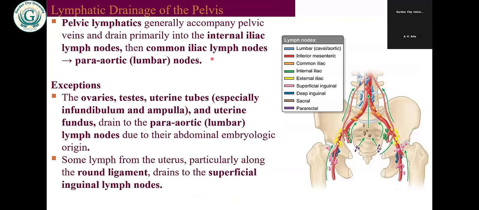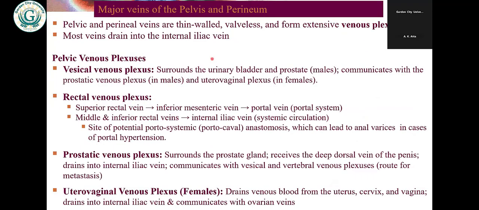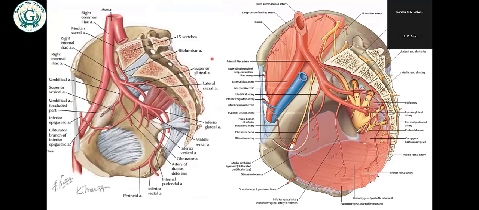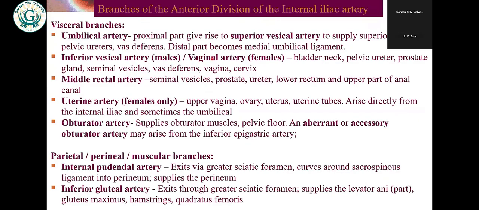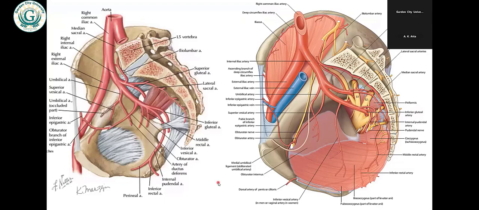Okay, then I want you to look at here because I'll also be talking about it. This one here, the internal pudendal artery, is the one that supplies the perineum. And this is the internal iliac artery. Whatever I'm going to talk about, please watch the internal iliac artery. This one runs with the nerve that we call the pudendal nerve.